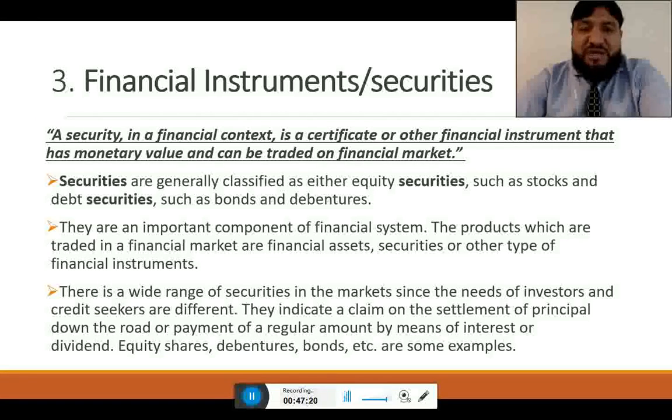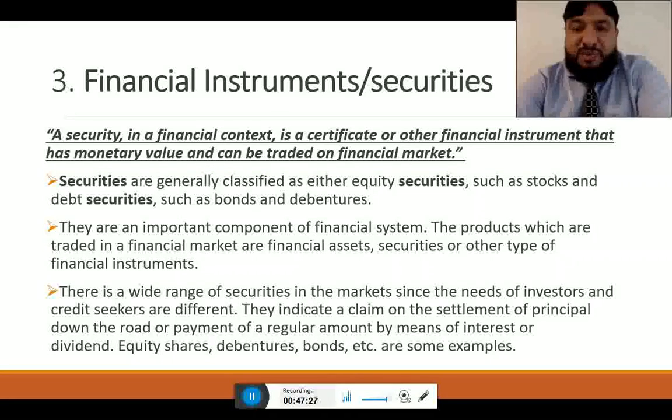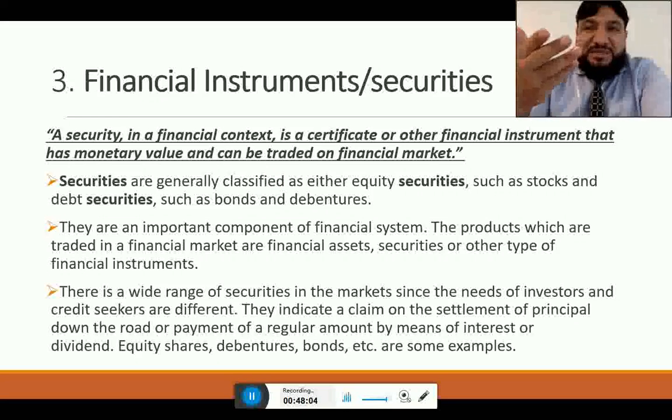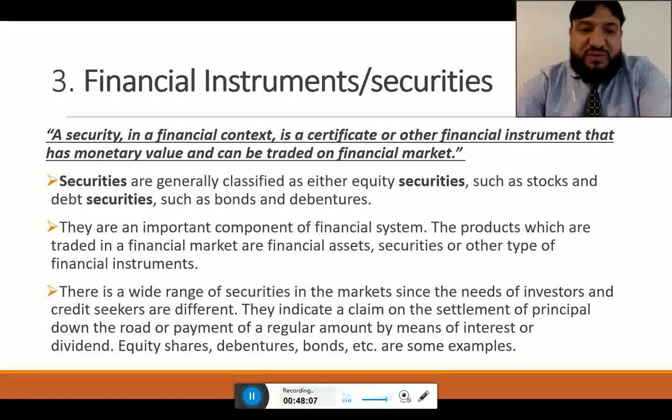Okay, next we have financial instruments or financial securities. It's basically a certificate, a piece of paper which has a value, and there is a promise. It has a monetary value, and that monetary value is backed by a promise from an authority, and it's widely accepted and traded on the financial market between traders, between the lenders and the borrowers of the money. We'll discuss them in detail in upcoming chapters. That's the definition of financial security.